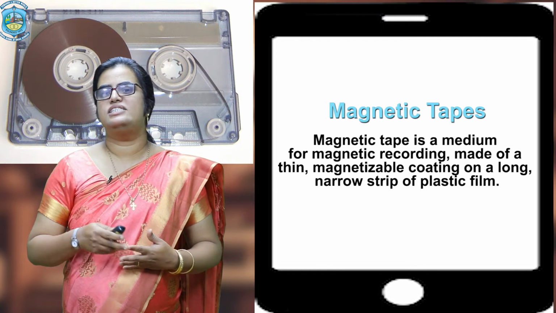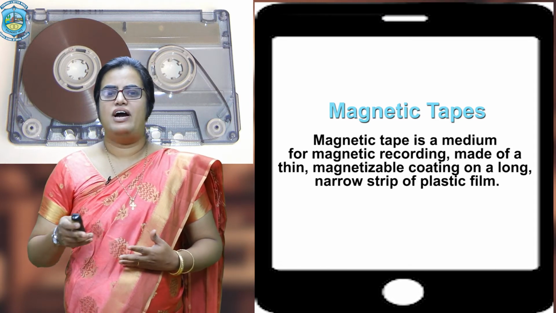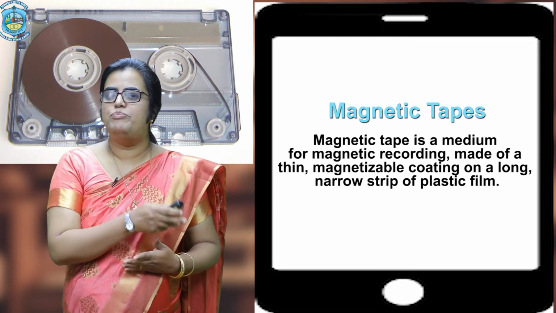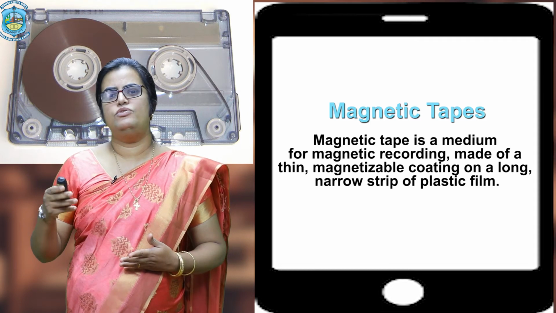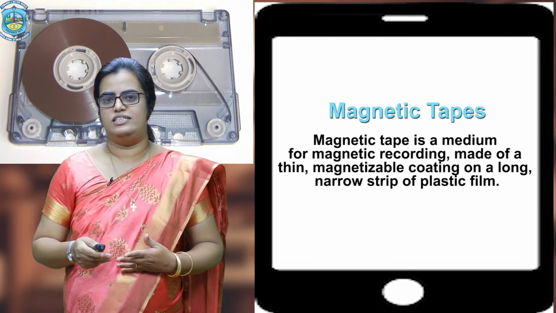Magnetic tape uses serial access to find a piece of data. This means that to find a specific piece of data, the tape reader has to start at the beginning of the tape and continue fast forwarding until it gets to the piece of data that is needed.